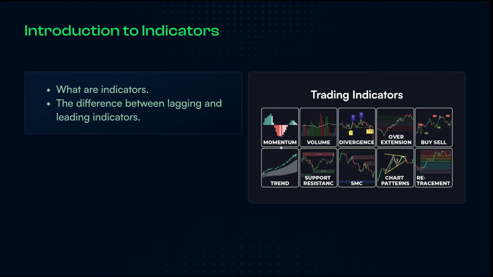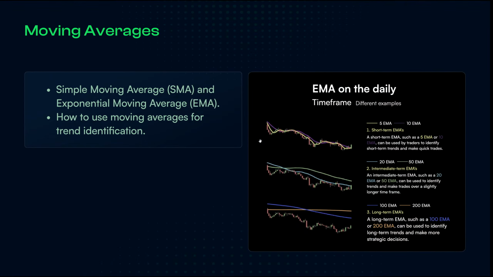And we'll talk about that as well. So we're going to go over all these different indicators and how you can use each of them accordingly. Now, I talked about the moving averages. There are two different types of moving averages. So you have simple moving average, then you have exponential moving average.